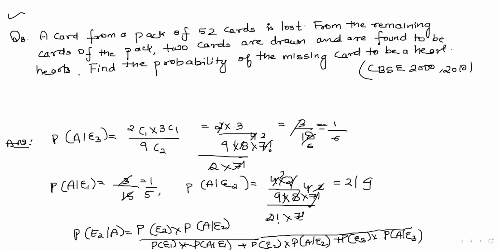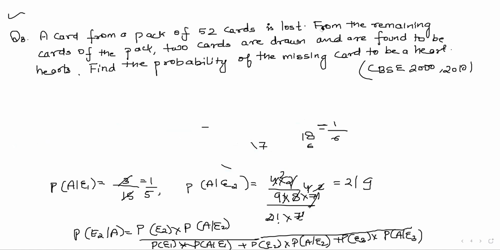Is it done? Nabil, Atif, and Huzaifa, do you get A, E1, E2, E3, and E4? Atif, Huzaifa, Nabil, do you get it? Okay, please check here.